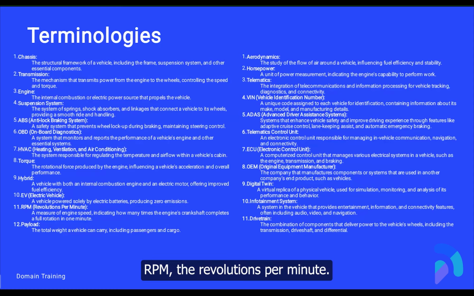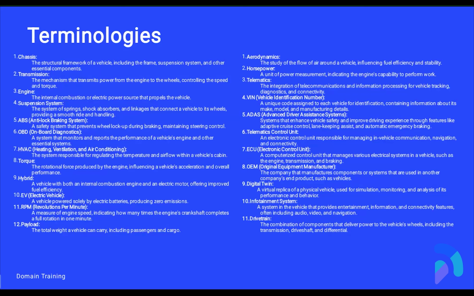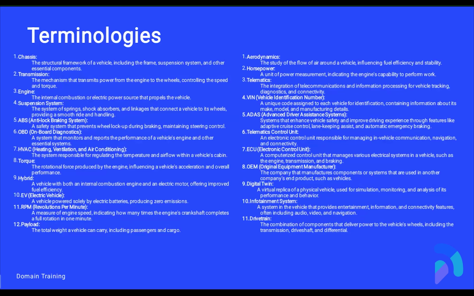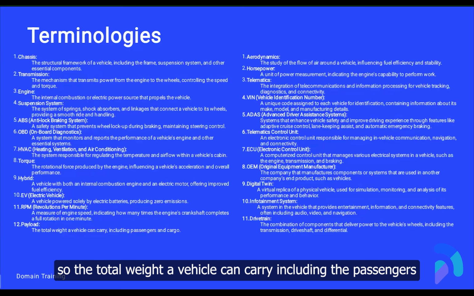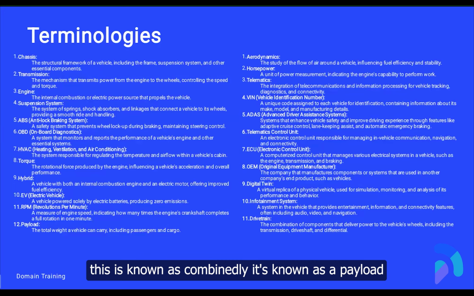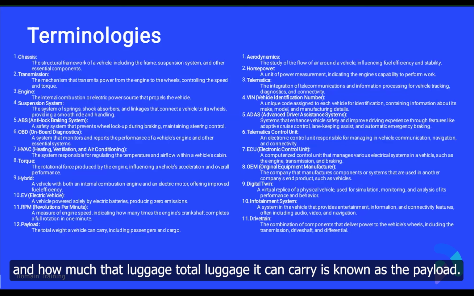RPM, revolutions per minute. This is a measure of the engine speed, indicating how many times the engine's crankshaft completes a full rotation in one minute. This is called RPM. Payload. The total weight a vehicle can carry, including the passengers as well as the cargo. Combined, it is known as the payload. Passengers as well as cargo. Cargo is nothing but, every vehicle has some boot space, right? And the total luggage it can carry is known as the payload.